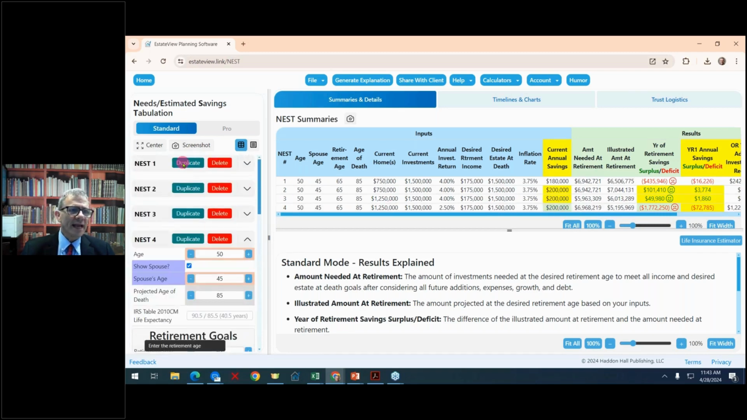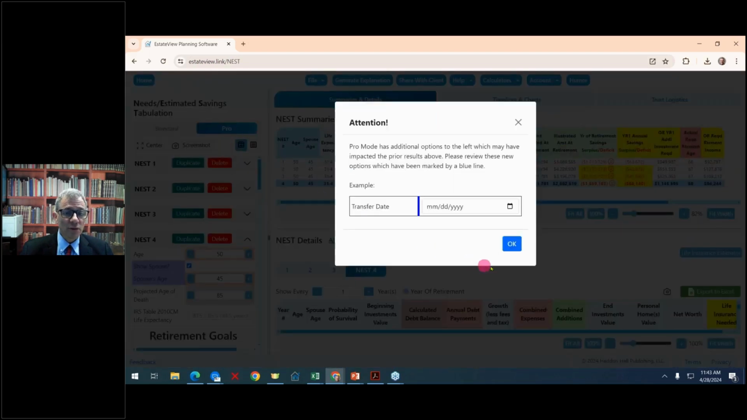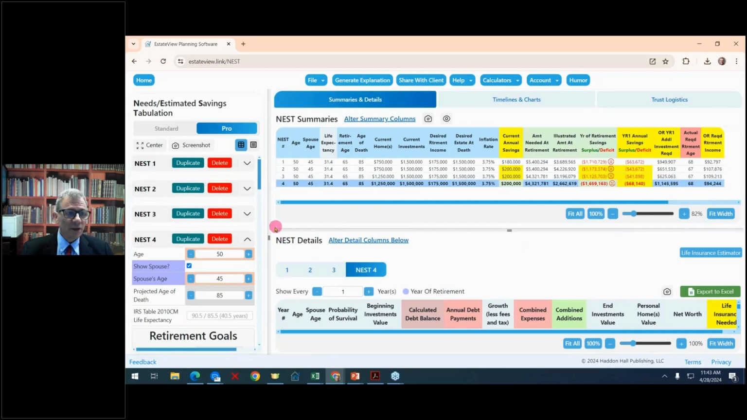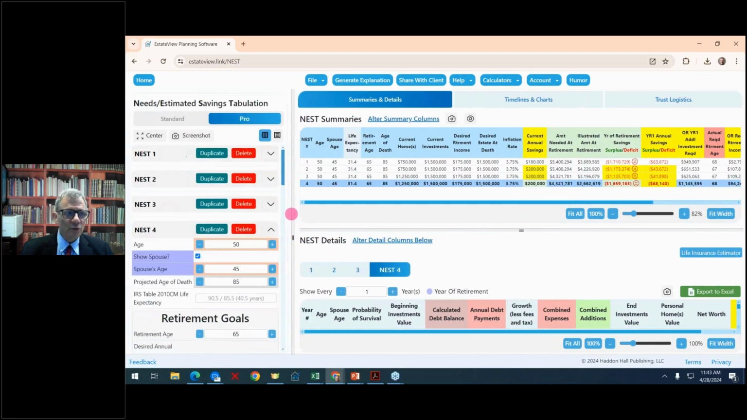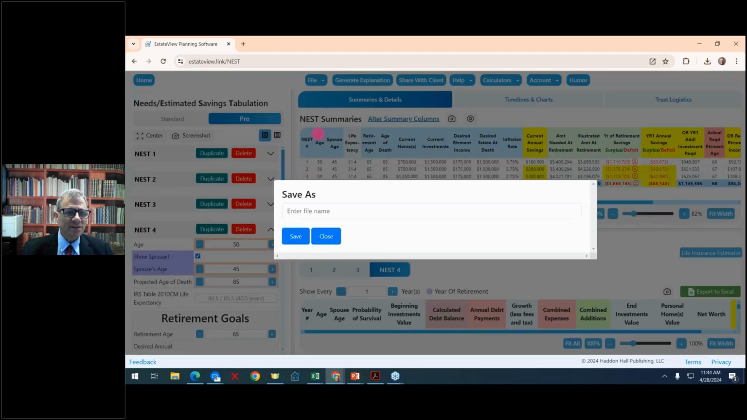Okay, so for every calculator, we have a standard version and a pro version. And the pro version does more than the standard version. And I'm going to click on pro version here. I'm going to click on OK. And now I'm going to show you a lot more information. And what I'll do is I'll save what I did before. I'll click File, Save As, and call that First Items Standard, just so I can come back to them if I ever want to.